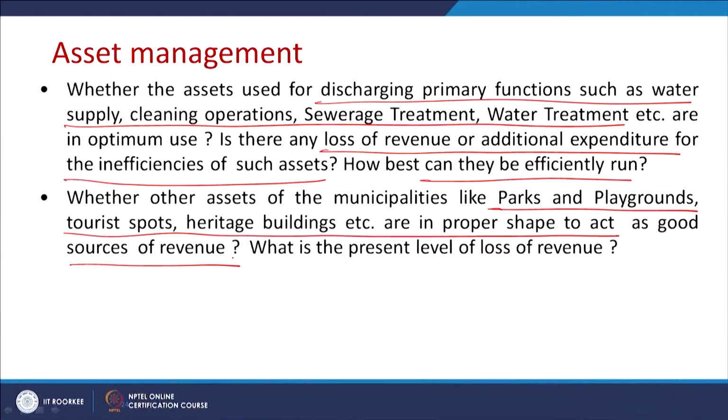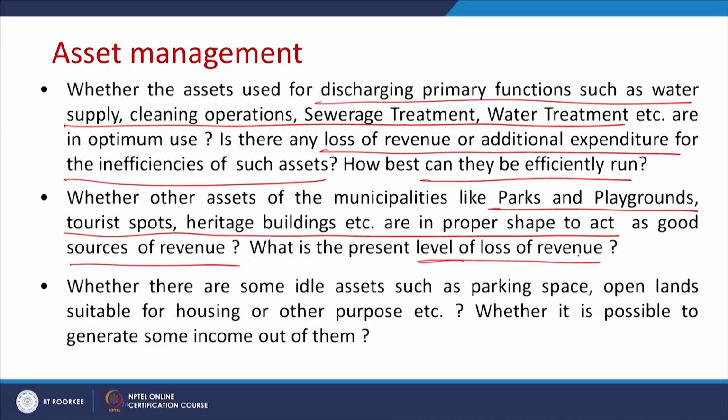So, please do the current stock taking of such potential areas and assets, so that the municipality can assess and definitely improve upon that. Then, what is the present level of loss of revenue? Are you getting any revenue? Have you invested some money to make a value addition to that particular heritage building or the tourist spot? What are the available tourist potential areas in your locality or in your city? That has to be identified. Whether there are some idle assets such as parking space, open land suitable for housing.